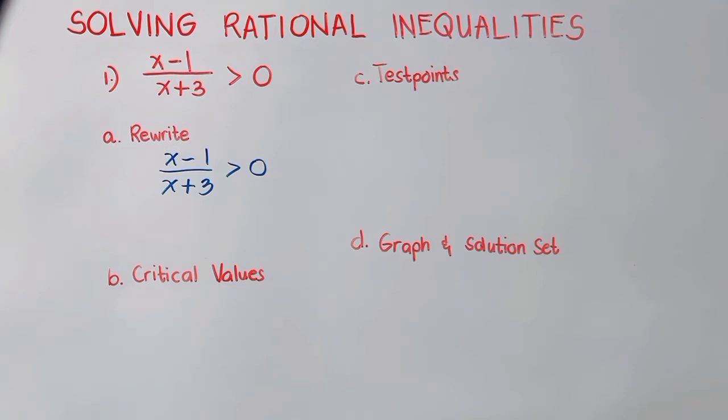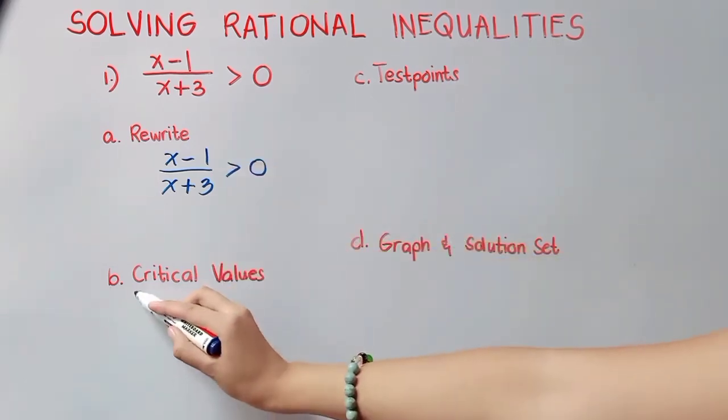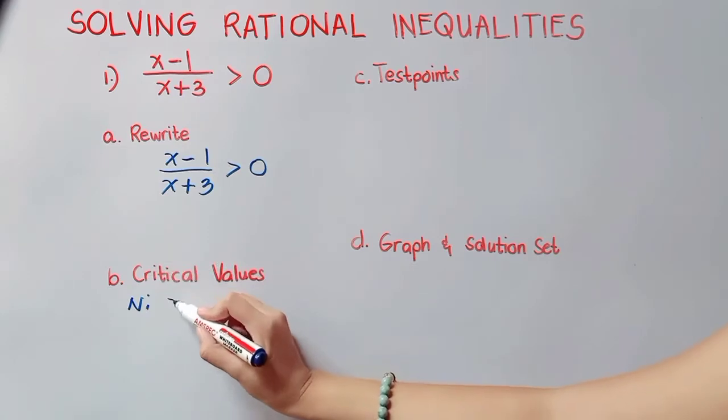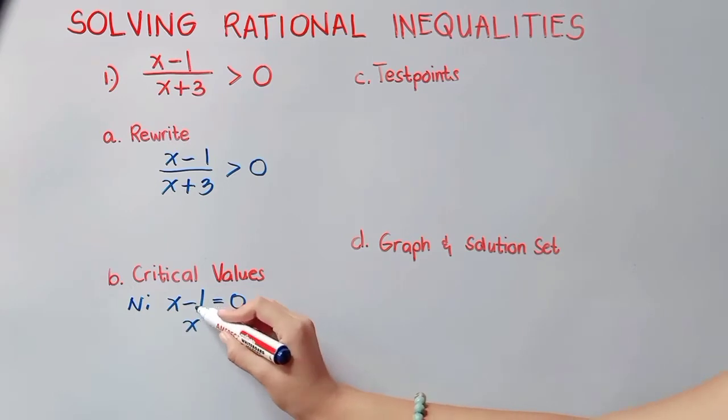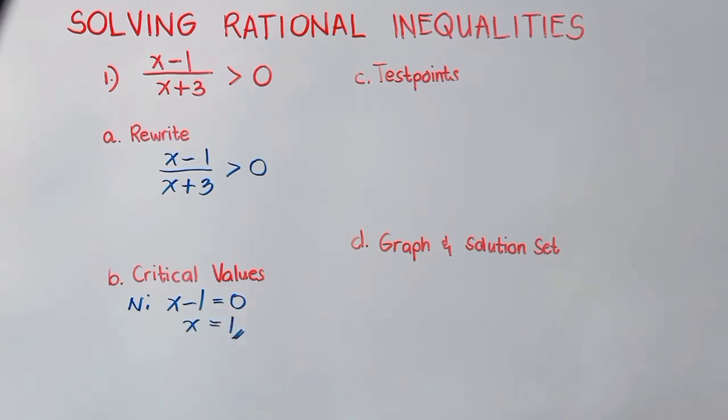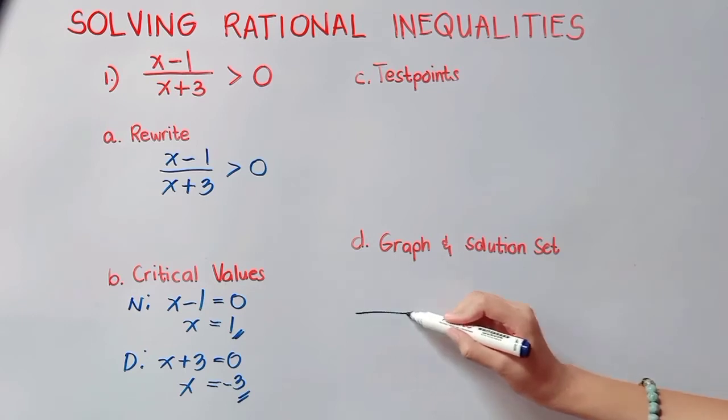Now we will get our critical values. These are cutoff values that define regions to be tested. We can get these values by setting our numerator to 0 and our denominator to 0. In our numerator, we have here x minus 1, transposing negative 1, so it becomes positive 1. While our denominator here is x plus 3 equal to 0, so transposing 3 from positive, it will become negative 3. These values are what we will be using for our graph.